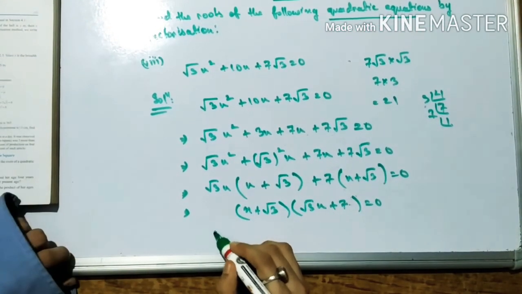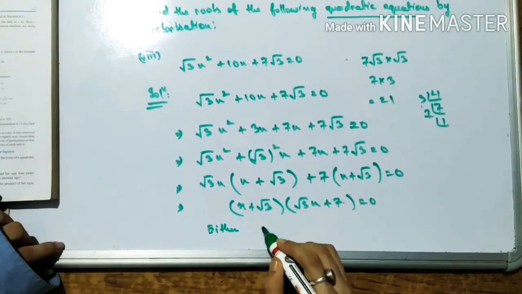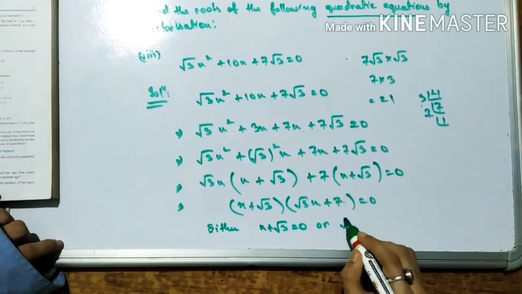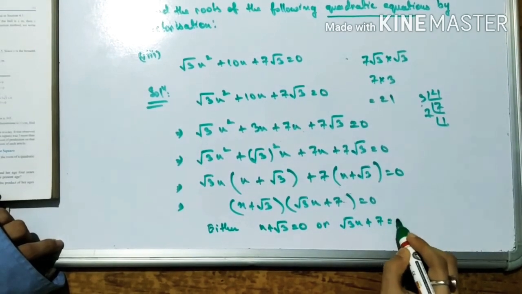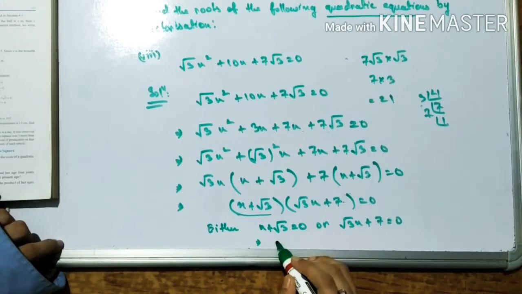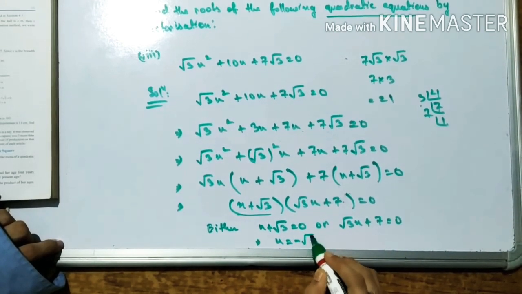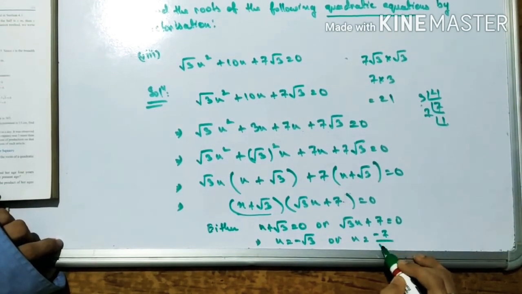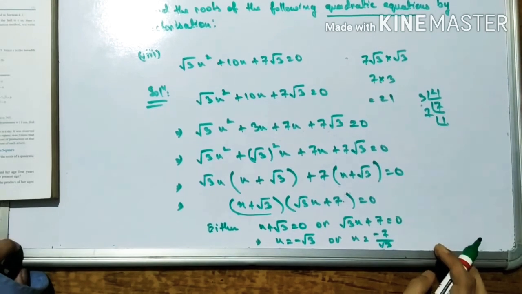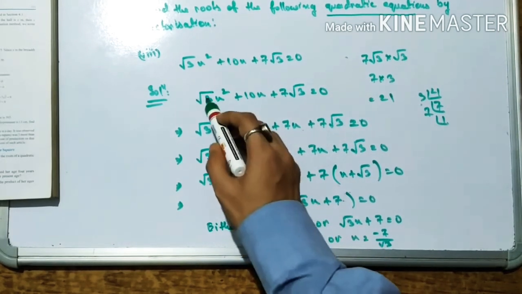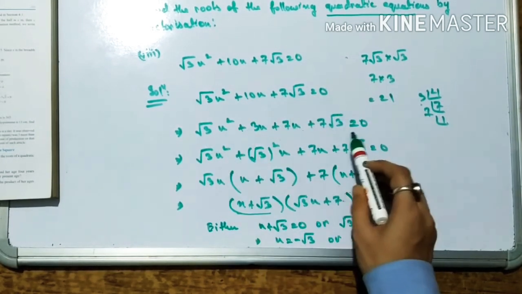So now I can say either x plus root 3 is equal to 0 or root 3x plus 7 is equal to 0. Either this is equal to 0 or this is equal to 0. So from here I will get x is equal to negative root 3 or x is equal to minus 7 by root 3. Okay, so this is what splitting the middle term I have done.